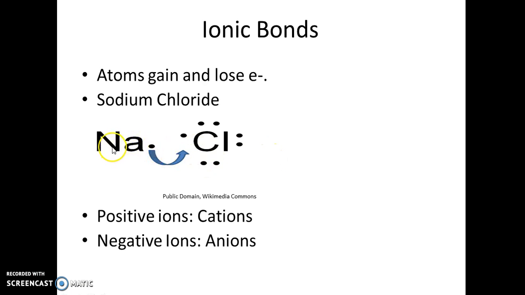So now, as the sodium gives up a negative charge, it becomes positively charged. It'll become a cation. As chlorine receives an electron, it receives a negative charge, so it will be a negatively charged atom, which is an anion, and it becomes chloride. So it will form sodium chloride. That is an ionic bond.